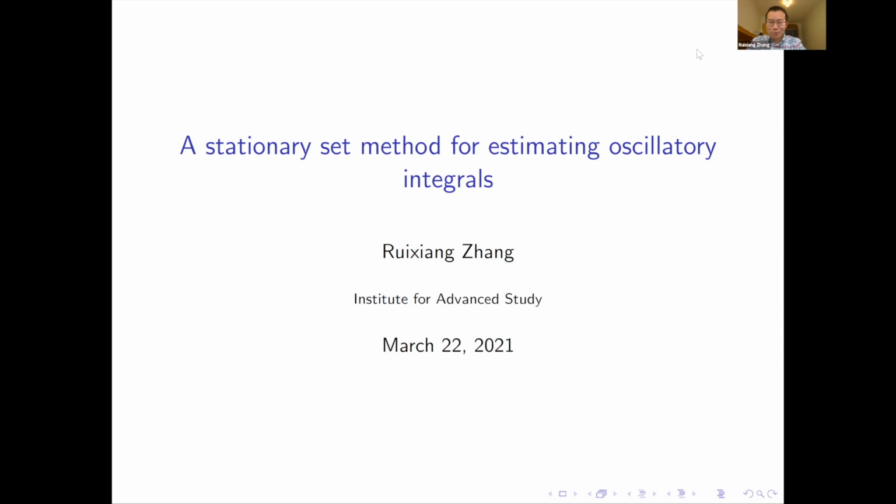All right, thank you so much for the introduction, and thanks for the invitation as well. So today I'll be talking about joint work, a joint paper with Saugata Basu, Chao Mingguo and Pavel Zorin-Kranich, and we name our paper with the same title, A Stationary Set Method for Estimating Oscillatory Integrals. I should say, mainly for polynomials of bounded degree.